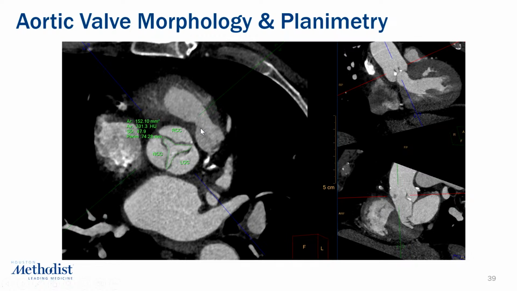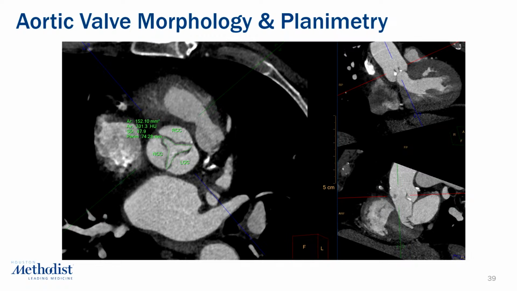To do aortic valve area planimetry, you want to make sure that you select the phase with the widest opening of the leaflets. So you go phase by phase, and then you go to the phase with the widest opening of the leaflets, and then you insert your marker at the leaflet tips. That's where you do your measurement. So you go to the leaflet tips in the coronal view or the sagittal view, and then you go to your axial view, and that's where you do your aortic valve area measurement. So here I got an aortic valve area of 1.5 centimeters squared.